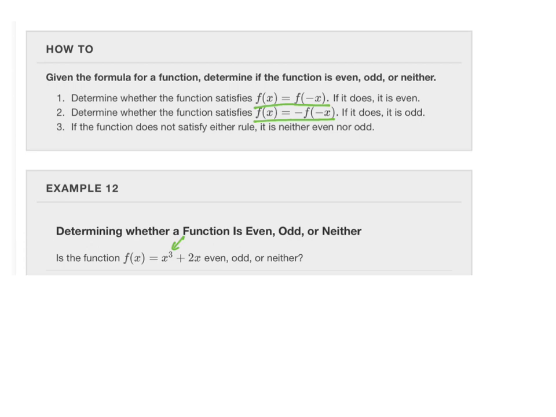If I have x to the second or x to the fourth or x to the sixth, those guys are never odd.